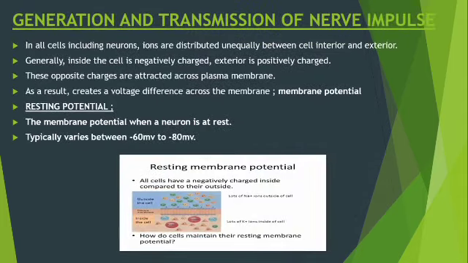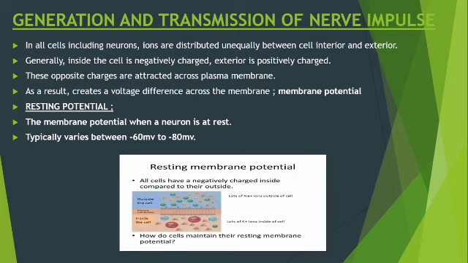So now let's learn about the generation and transmission of nerve impulses. In all cells, including neurons, ions are distributed unequally between the cell interior and the exterior or extracellular fluid. Generally, the inside of the cell is negatively charged, whereas the exterior is positively charged. These opposite charges are attracted across the plasma membrane, and as a result, it creates a voltage difference across the membrane called the membrane potential.